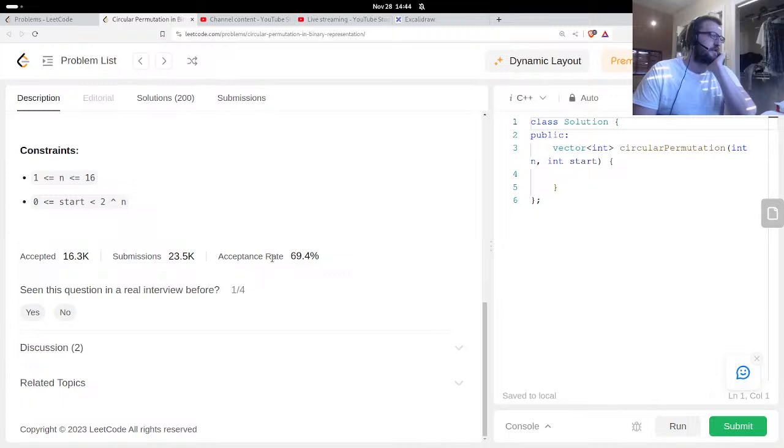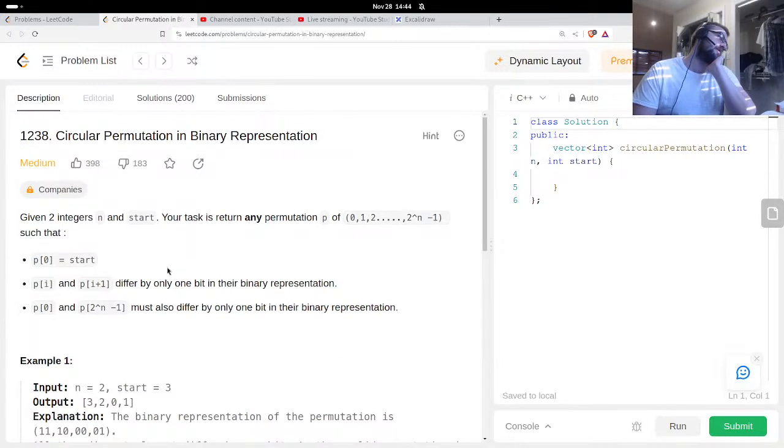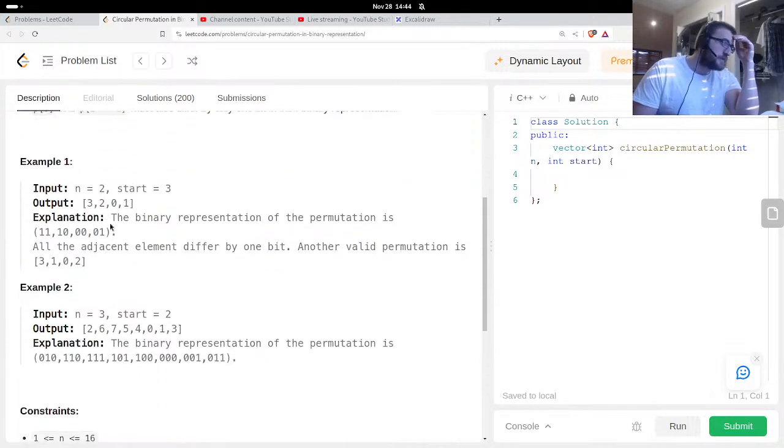Okay. Really low submission rate, kind of a high acceptance rate. Some upvotes and downvotes. I don't know what to make of this one. So n is 2, start is 3. Output 3, 2, 0, 1. Binary representation of the permutation is 3201. All the adjacent elements differ by one bit. Another valid permutation is 3102.